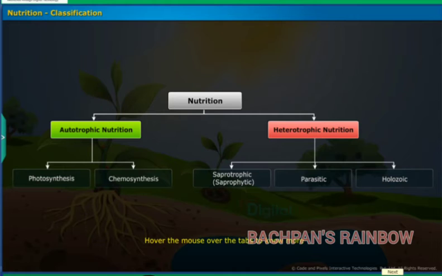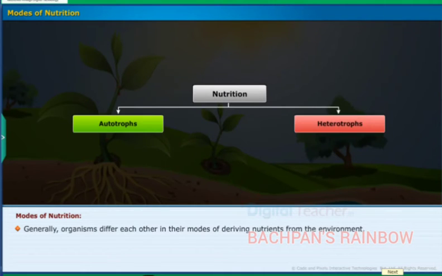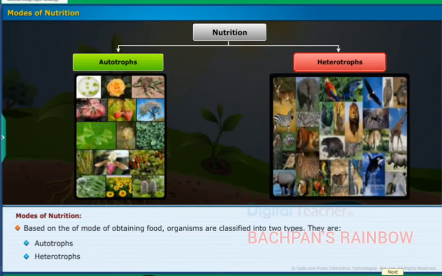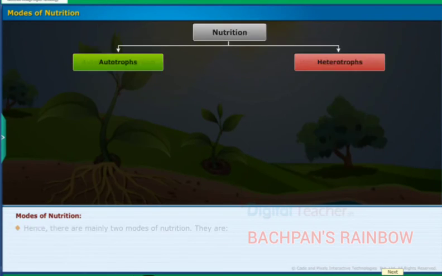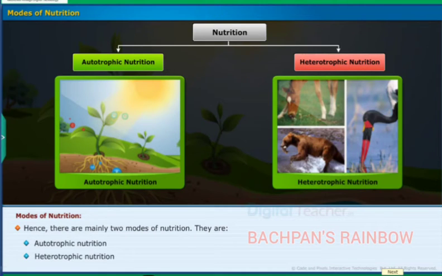Now, let us learn about modes of nutrition. Generally, organisms differ from each other in their modes of deriving nutrients from the environment. Based on the mode of obtaining food, organisms are classified into two types. They are autotrophs, heterotrophs. Hence, there are mainly two modes of nutrition. They are autotrophic nutrition, heterotrophic nutrition.